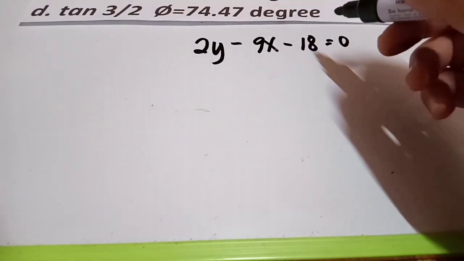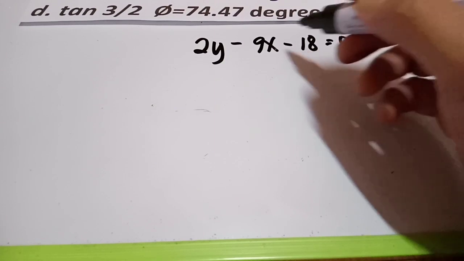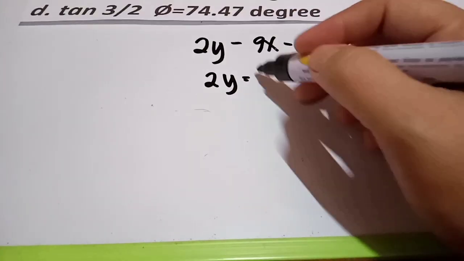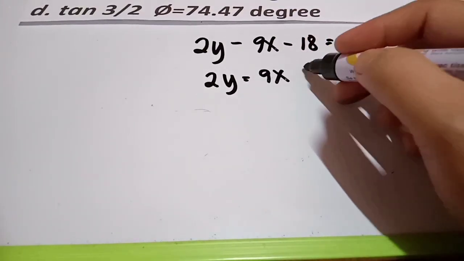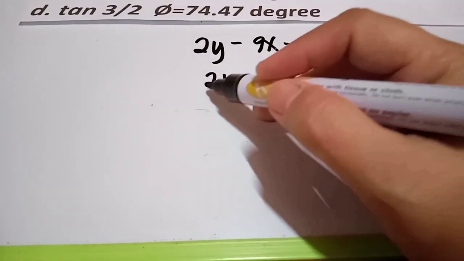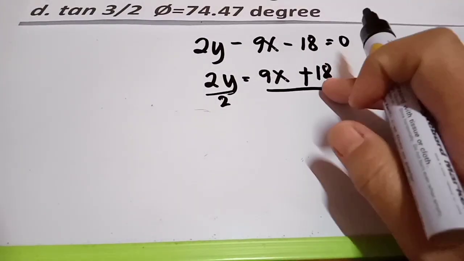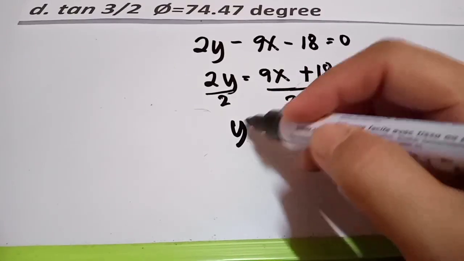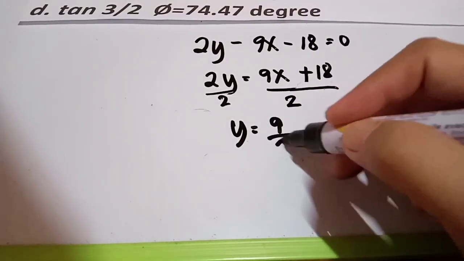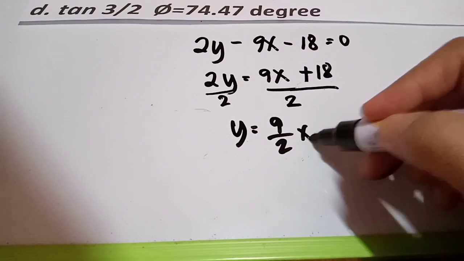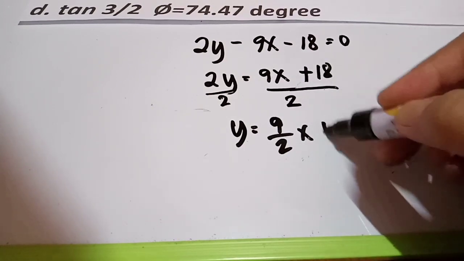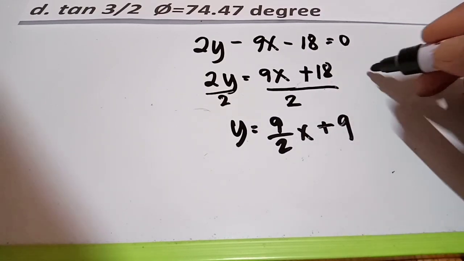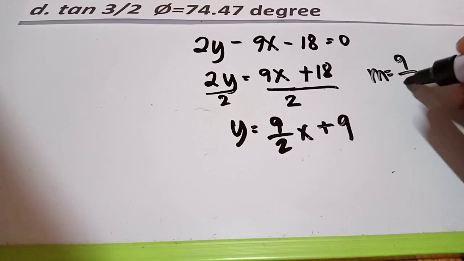In order to get y, 2y will become 9x plus 18, right? So both divided by 2. So y will become 9 over 2 x. And then 18 divided by 2 will become 9, right? And we know that our m will be 9 over 2.